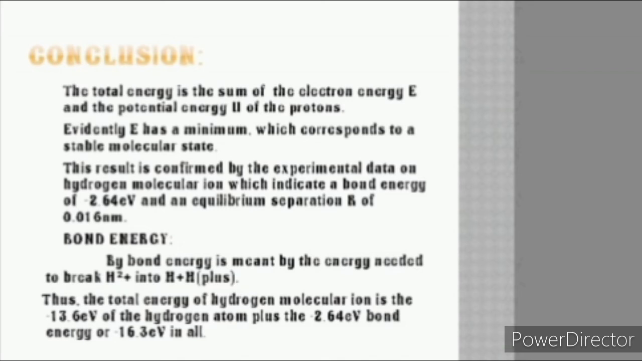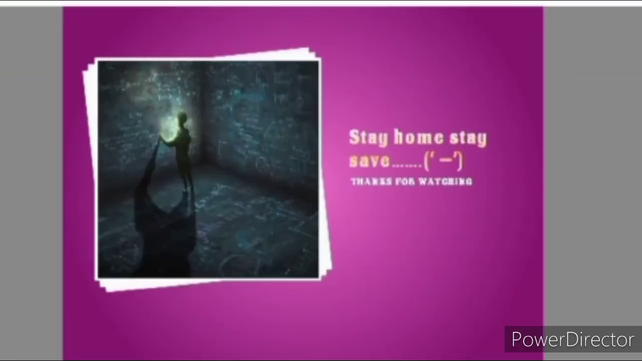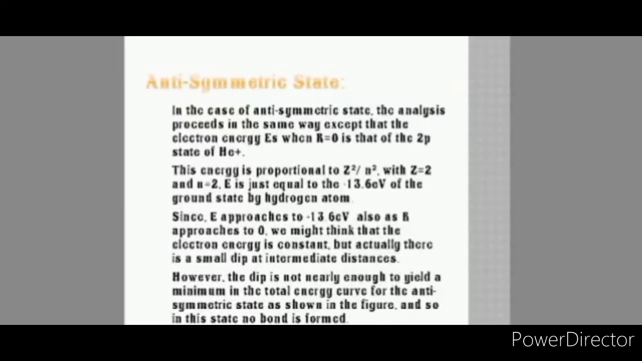Now let's see what happens in the antisymmetric state when r is approaching 0 and when r is approaching infinity. Now let's see what happens in the antisymmetric state of the hydrogen molecular ion. When r is equal to 0 in the antisymmetric state, the electron's energy of the hydrogen molecular ion is a little bit different from the symmetric state.